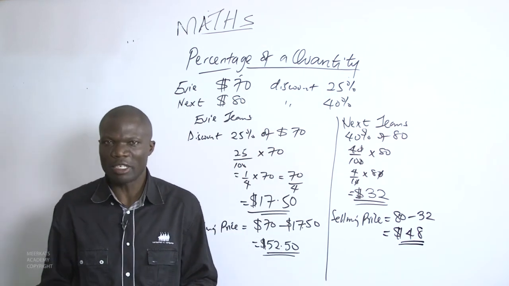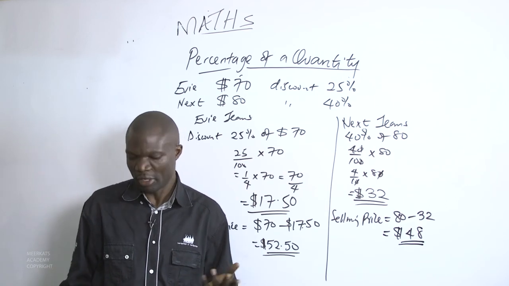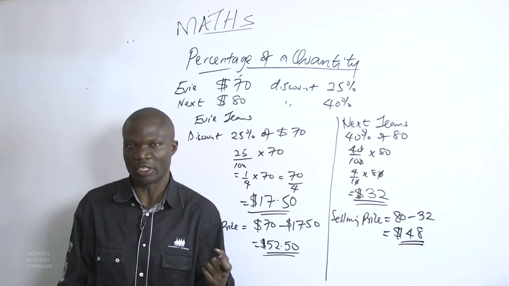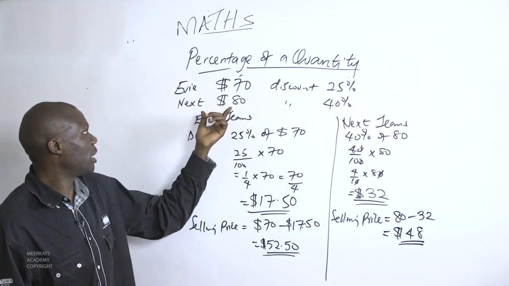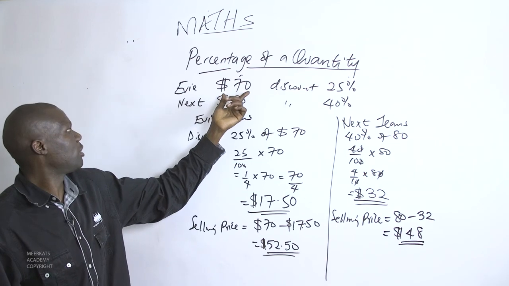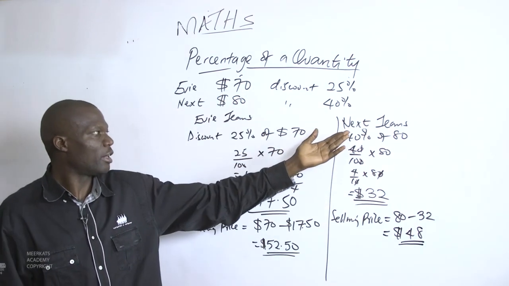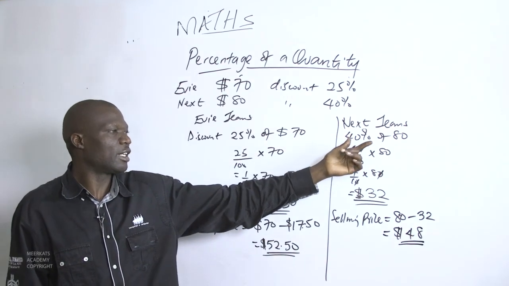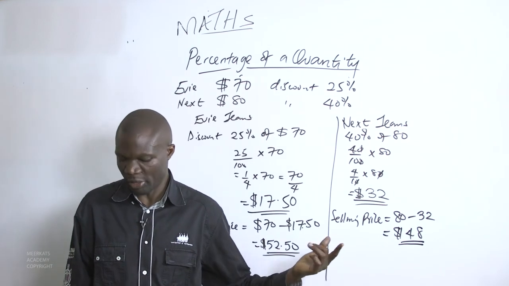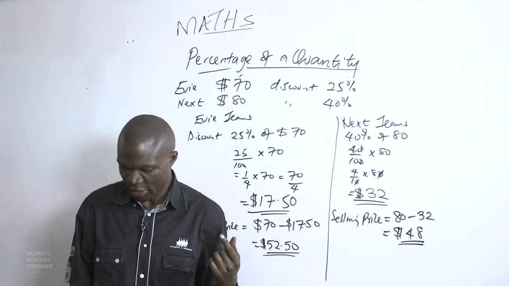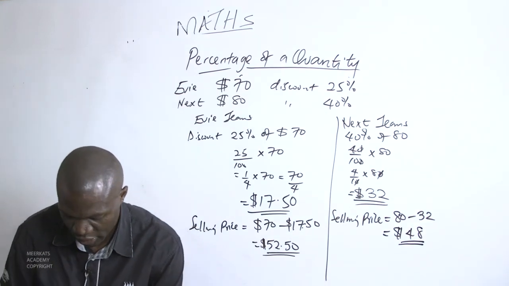So, how much was Jacqueline holding? How much did she have? She had saved $50. How much can she afford? Can she afford to buy AV jeans at 25%? No. Can she afford to buy Next jeans at $80 but with 40% discount? Yes, because she'll be required to pay $48.